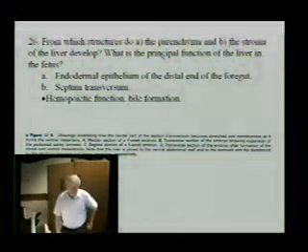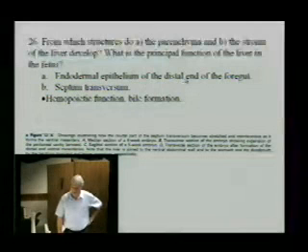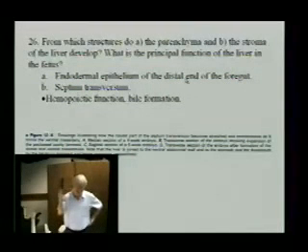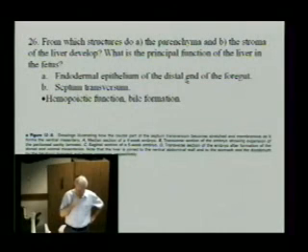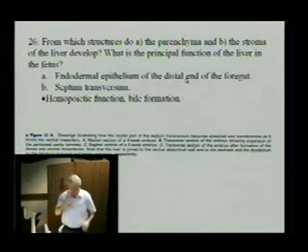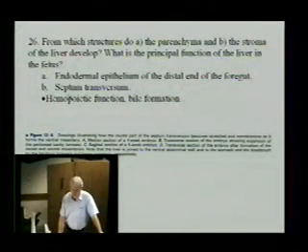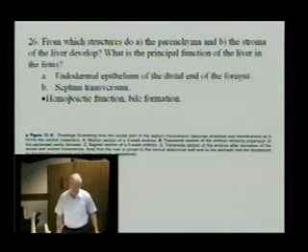originates from the endoderm. So the endodermal epithelium of the distal end of the foregut is what grows into the septum transversum and differentiates into the hepatocytes and the biliary tree that connects these functional parenchymal cells that produce the bile, connects it back to the duodenum for the dumping of the bile into the duodenum. The stroma of the liver originates from the septum transversum mesoderm, or mesenchyme.